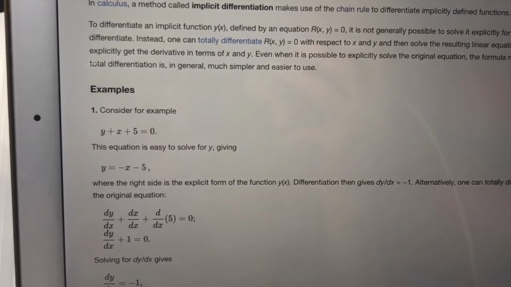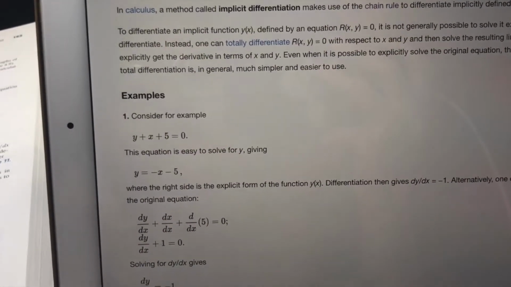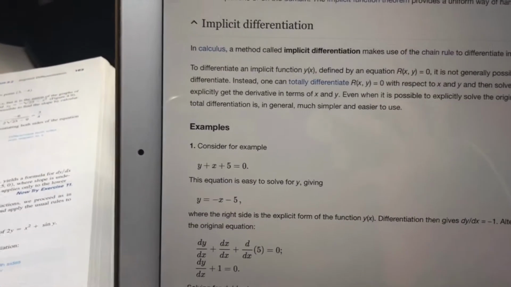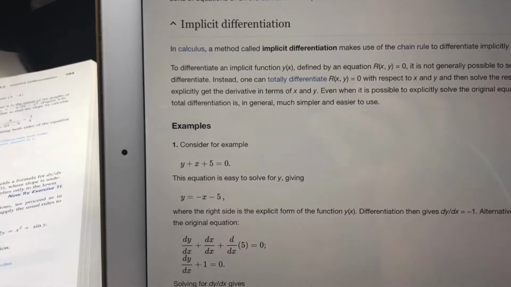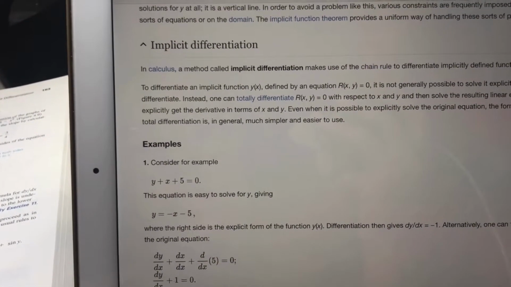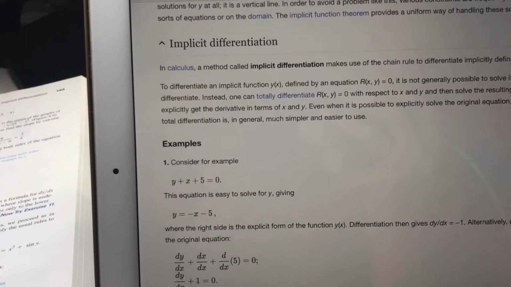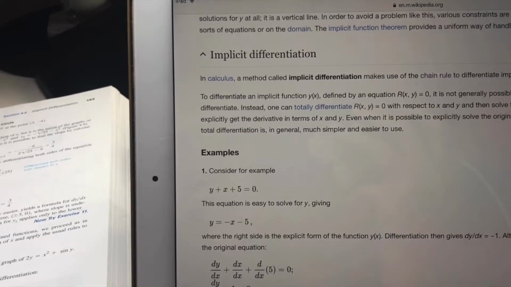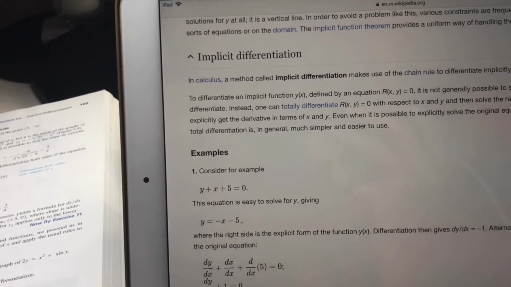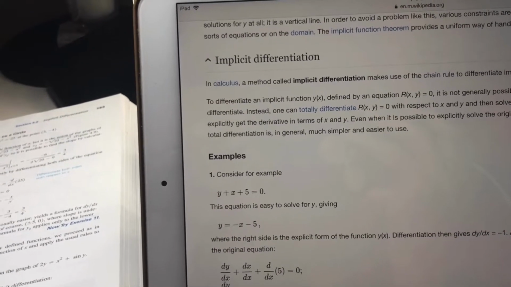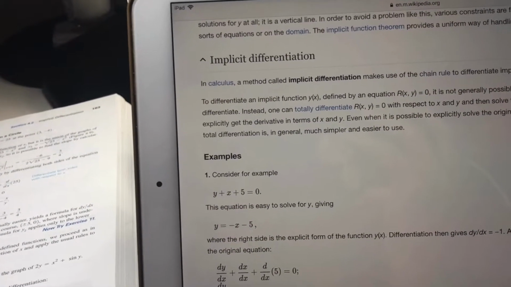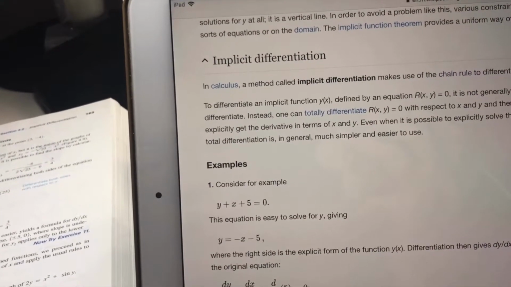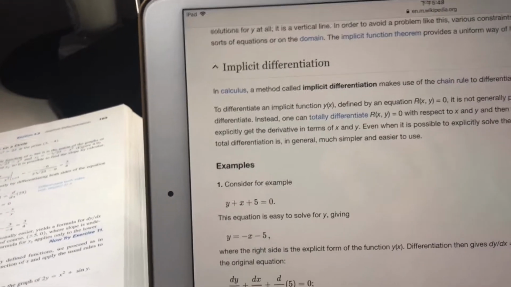And as we talk about the chain rule, we have to mention another very important concept, that is implicit differentiation. In calculus, a method called implicit differentiation makes use of the chain rule to differentiate implicitly defined functions. To differentiate an implicit function y(x) defined by an equation R(x, y) equal to 0, it is not generally possible to solve it explicitly for y and then differentiate.